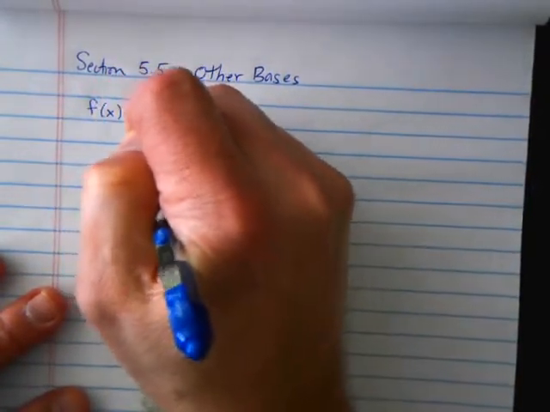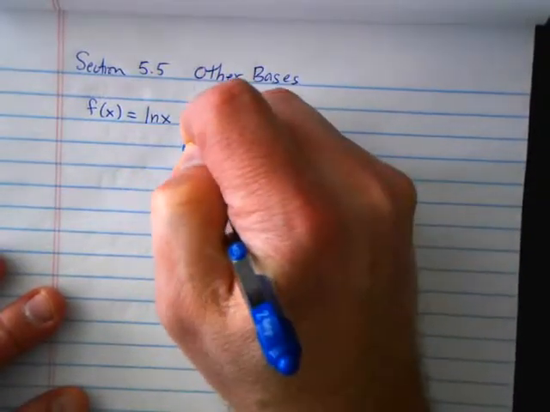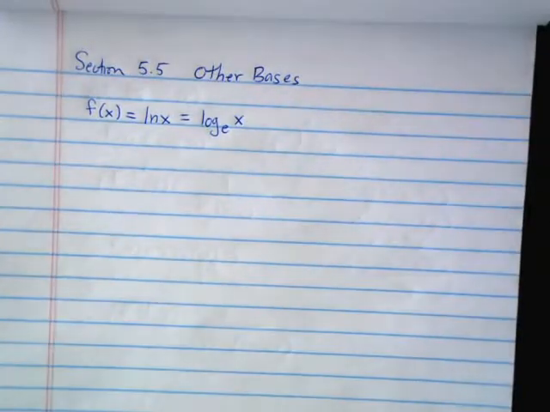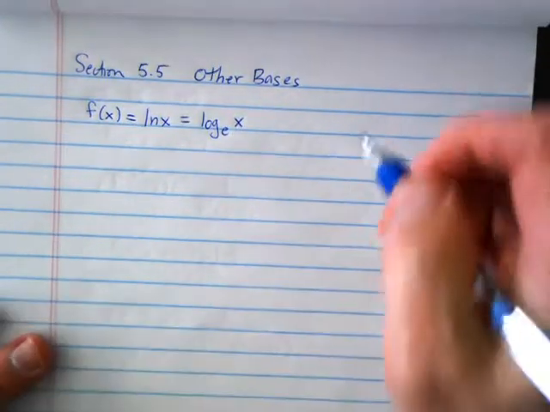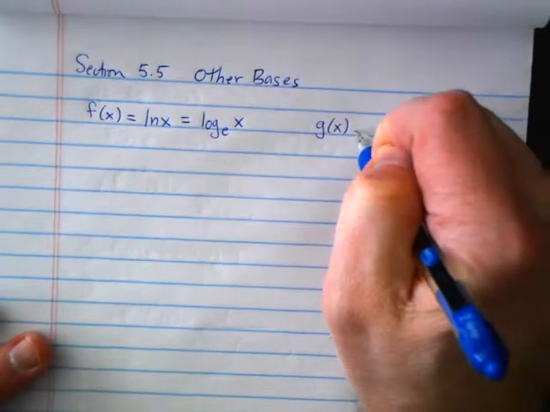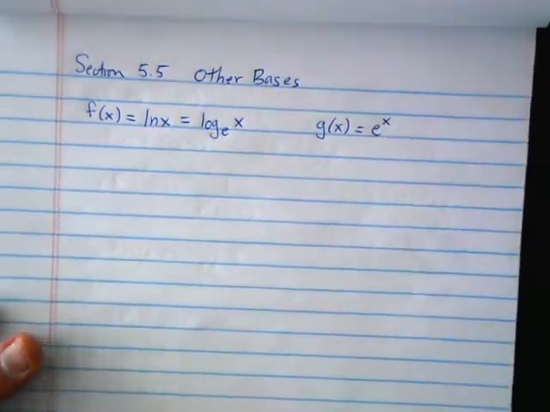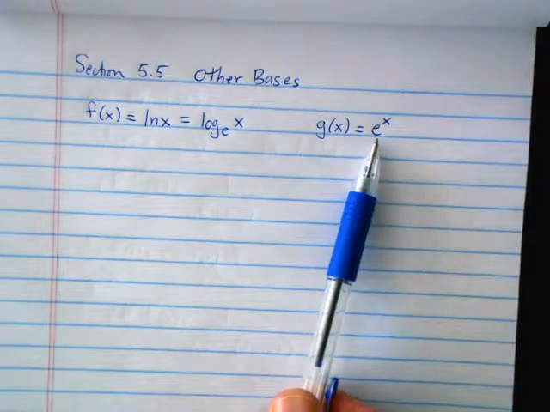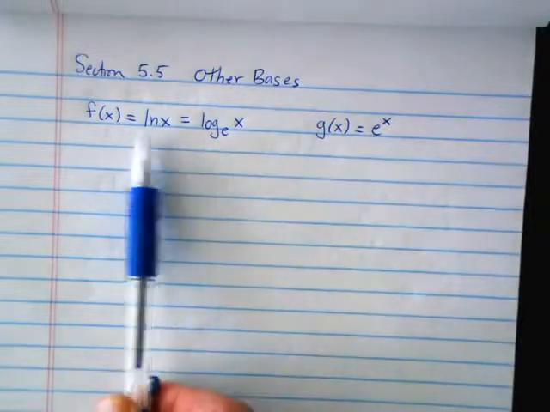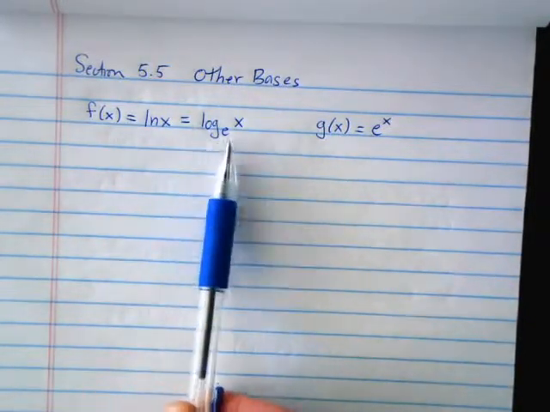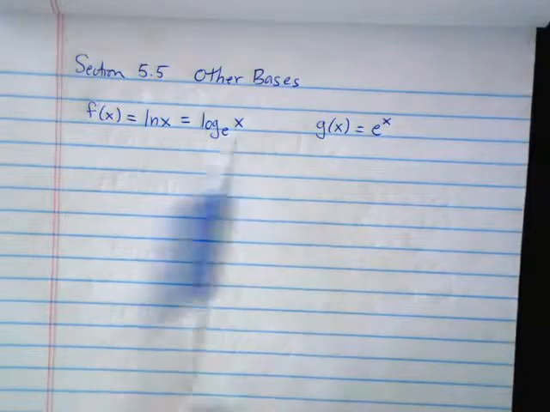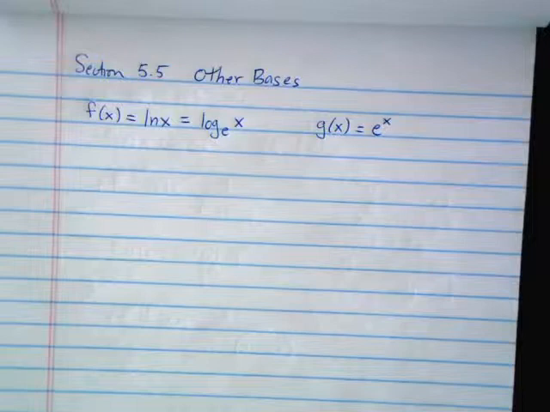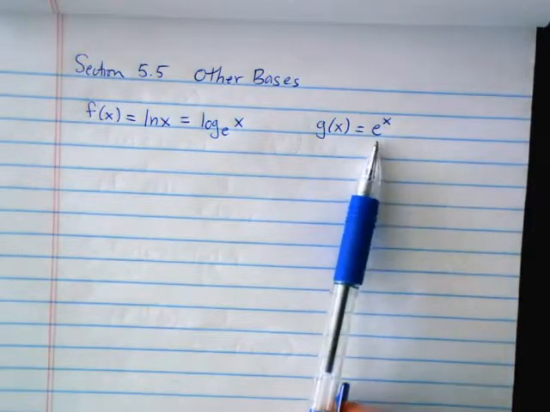We have the function f of x equals ln x, which quite often is referred to as log base e of x. And we have another function, in particular its inverse, e to the x. So this g of x function is an exponential function with base e, and ln x is a logarithmic function, base e. And at this point in our life, those are the only logarithmic and exponential functions we've talked about. But of course, you could have other bases. You don't have to have base e.